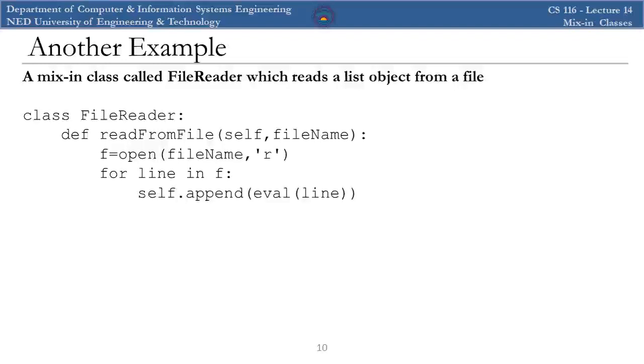So these set of statements, they'll read the file line by line, and they'll keep on appending each item to self. And here self is pointing to that list that we have defined using that list class, right? Or whatever class which will use this read from file, or which will inherit from file reader, it can use this method on its own list. Then we can close the file after reading it.